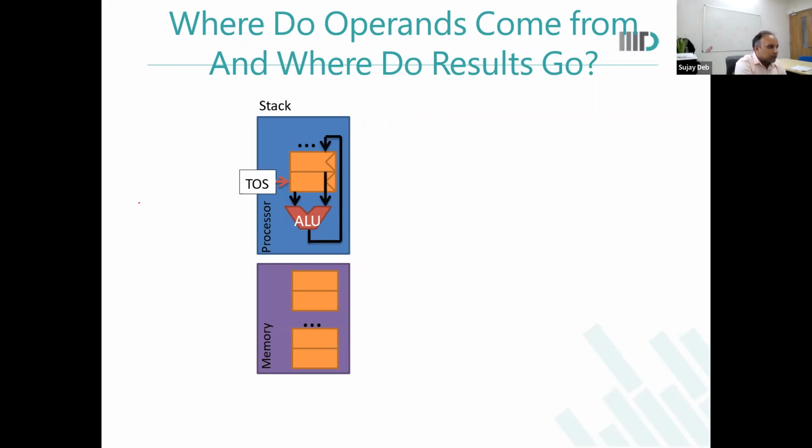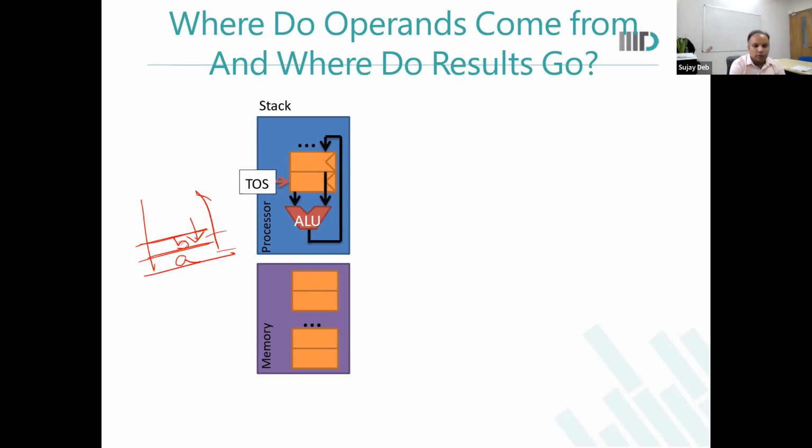If we want to visualize it like this, let's say I want to add A and B. This is my stack of books. A is here, B is here. By default, when I say add, the ALU will take these two operands and the result will be stored in place of B. Now, what are the advantages? The advantage is that you do not have to explicitly mention your operands.